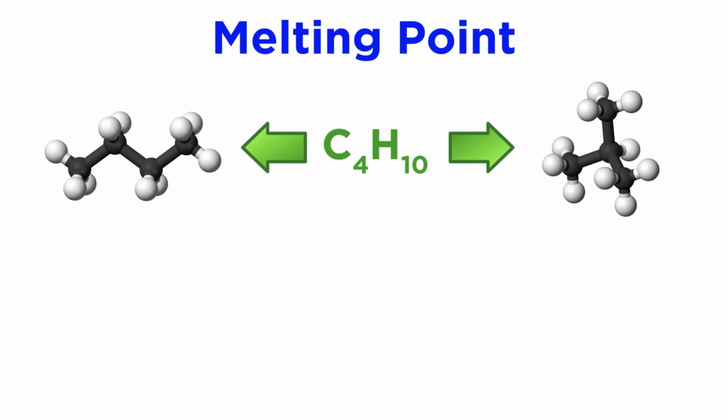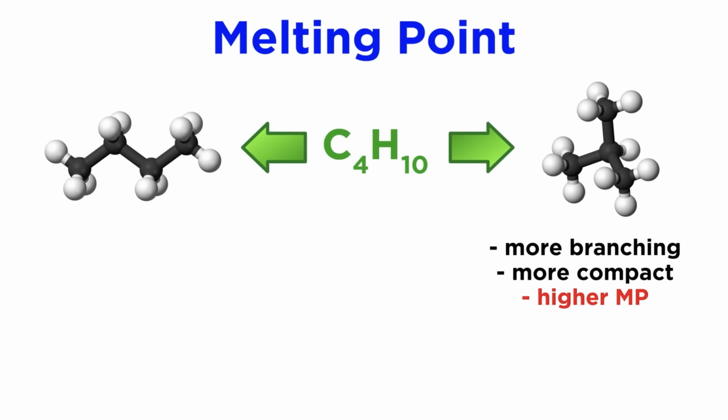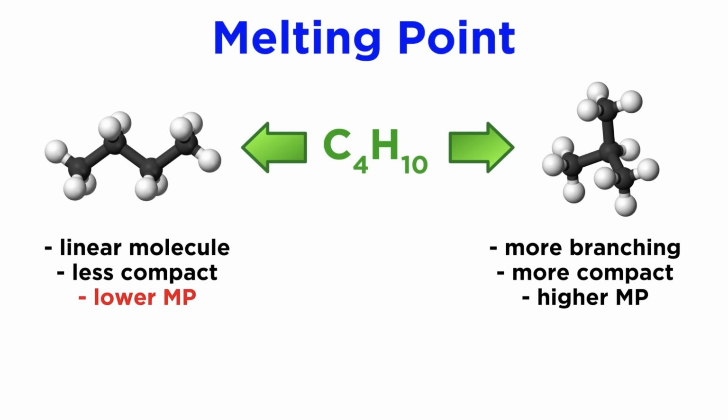This is easiest to see with hydrocarbons that have the same mass but different connectivity. The more branching there is, the more compact it becomes, and it will thus melt higher. The more linear it is, the more it will snake around and have difficulty fitting into a lattice, so it will make weaker interactions and melt at a lower temperature.